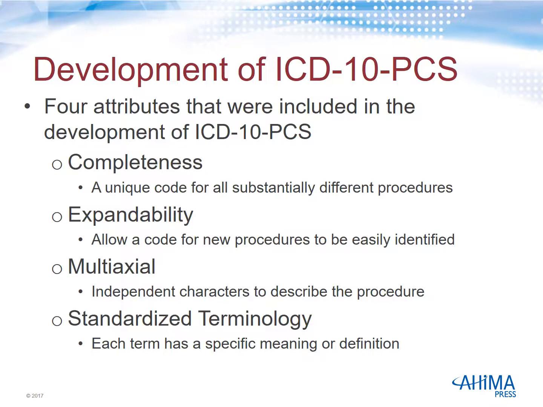So 4 attributes that were included in the development of ICD-10 PCS include completeness, expandability, multi-axial, and standardized terminology. Completeness is a unique code for all substantially different procedures. Expandability allows a new code for procedures to be easily identified. Multi-axial is independent characters to describe the procedure. And standardized terminology is each term has a specific meaning or definition.